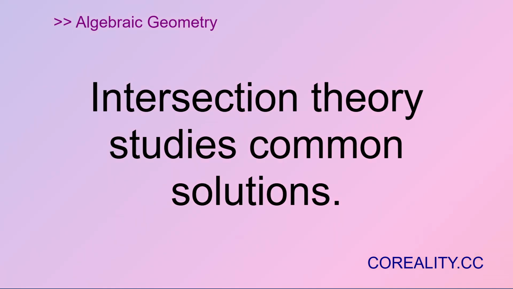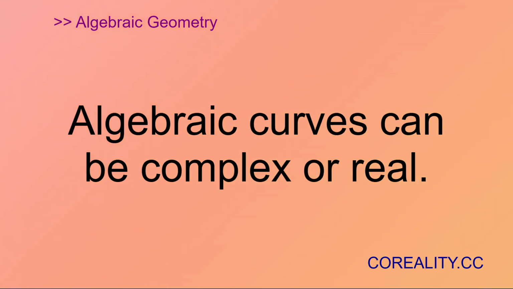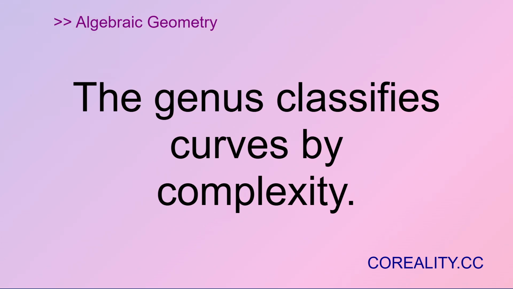Intersection theory studies common solutions. Singularities are points where geometry changes. Algebraic curves can be complex or real. The genus classifies curves by complexity.